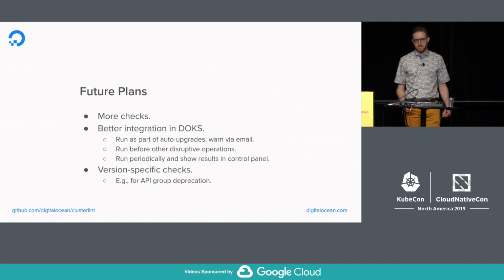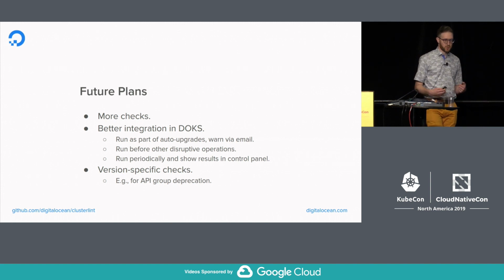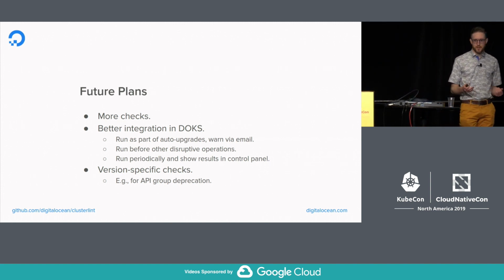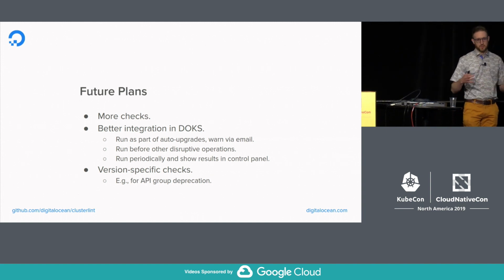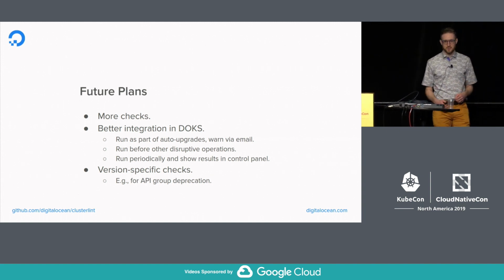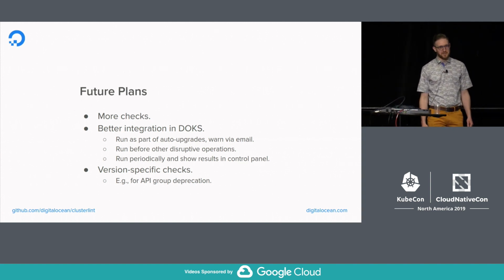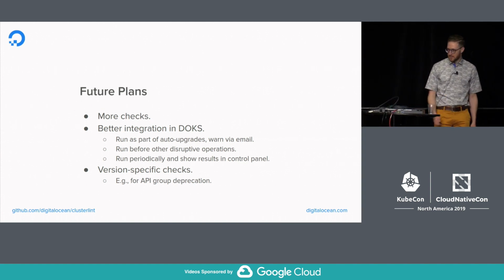This is a little bit tricky because the Kubernetes API and client code do some translation for you. So if you request objects from one API group and they've migrated to another API group, it will do that translation. So it makes it a little bit hard to actually tell whether you're using anything deprecated. But if people have ideas for how we can do these version-specific checks, that's something we'd like to hear.